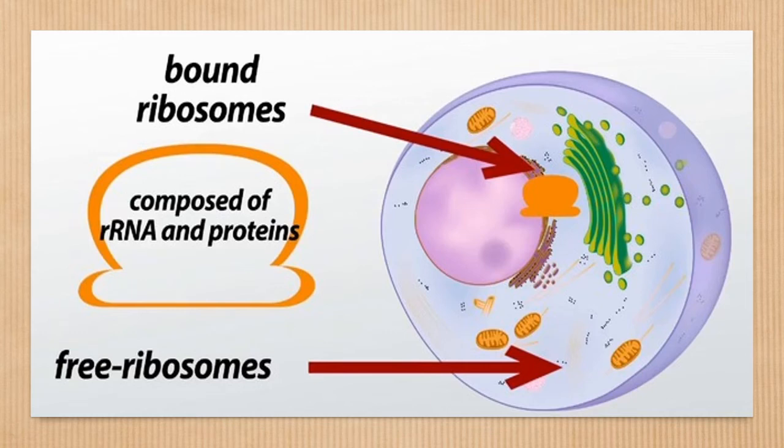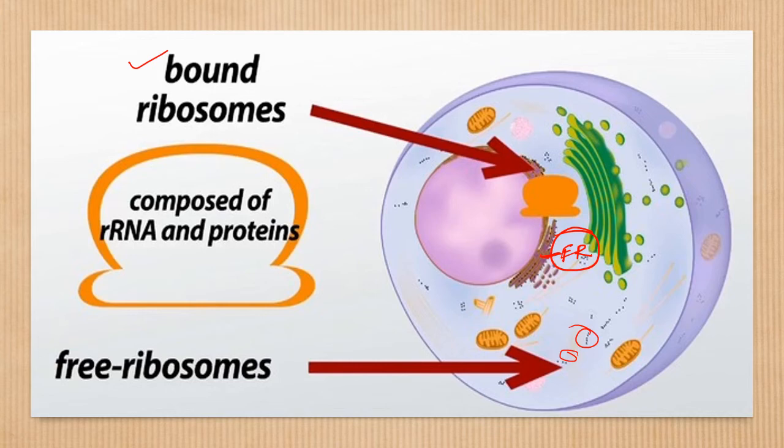Let's see this photograph. It is very simple. These are bound ribosomes, that means some of the ribosomes are bound to the endoplasmic reticulum. This part is the ER, endoplasmic reticulum. Some of the ribosomes are attached to parts of the cell, particularly the endoplasmic reticulum. Those are bound ribosomes, and some are free ribosomes. They are present freely in the cytoplasm.